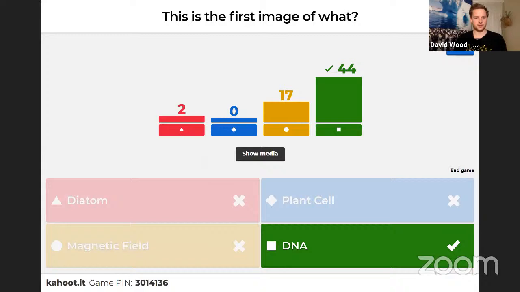It was, of course, the first image of the structure of DNA with the double helix. Thank you to Rosalind Franklin for that. Awesome Llama still in the lead.